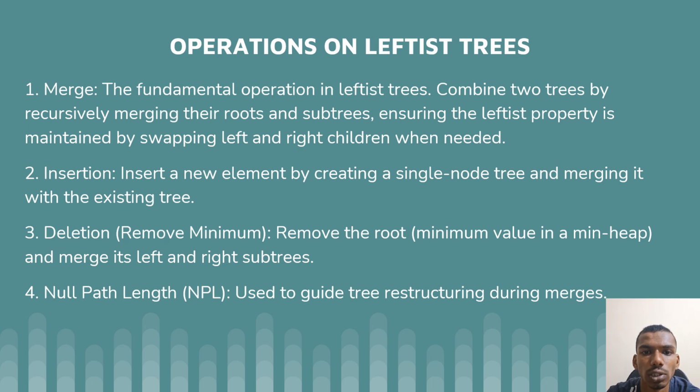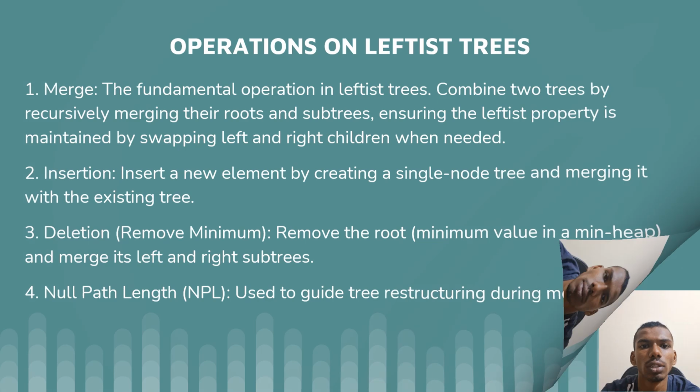Number 2 is insertion. It inserts a new element by creating a single node tree and merging it with the existing tree. Number 3 is deletion. It removes the root or minimum value in a minimum heap and merges its left and right subtrees. Number 4 is null path length. It is used to guide the tree's restructuring during the merges.